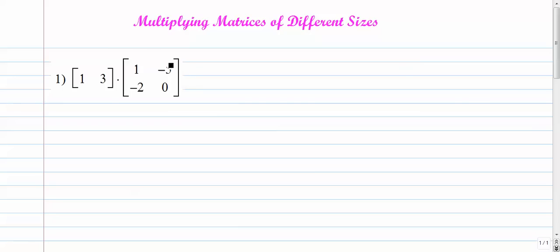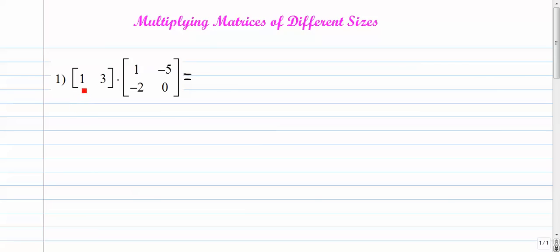Alright, as promised, we have a 3-example video here on how to multiply matrices of different sizes. The previous video was how to multiply matrices that were both 2 by 2 in size, 2 rows, 2 columns. And the rules were pretty easy, pretty monotonous, right? But sometimes we have matrices that are not the same size, and here's how to multiply those matrices.